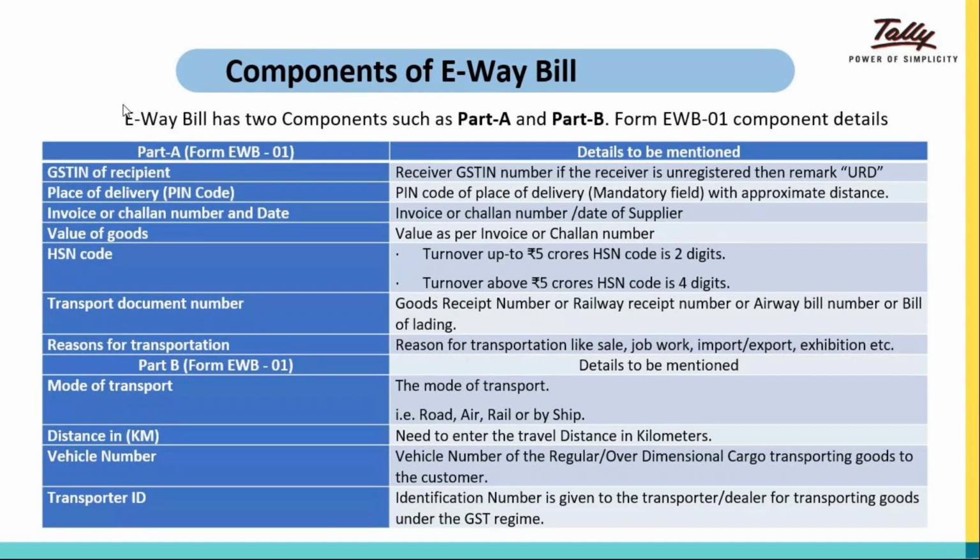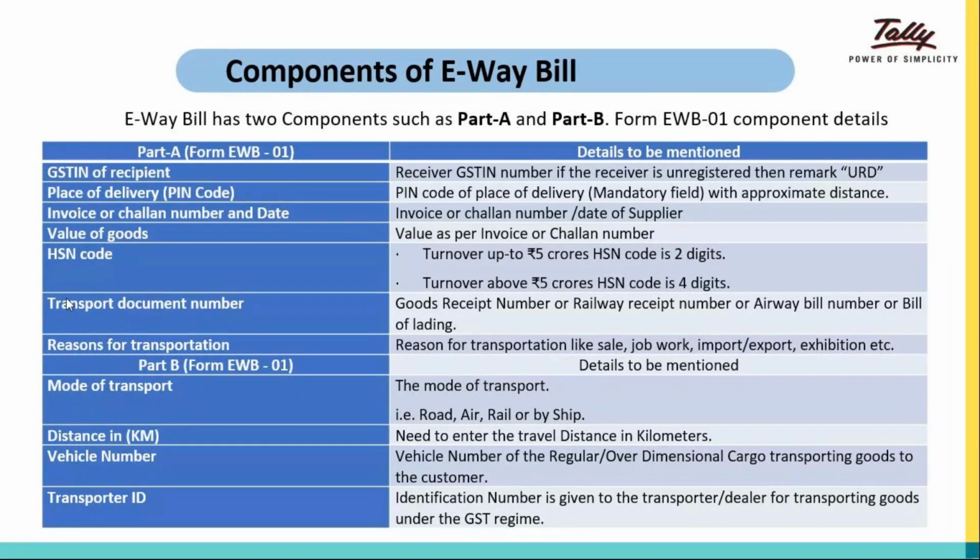Then you have invoice or challan number and date. Now this invoice number is the sales invoice of the goods that you are transporting, which will have all the details like the goods name, the HSN code, the amount, and all those things. Then you will have value of goods, then HSN code, which I just told you, then transport document number. So this will have all the vehicle details here.